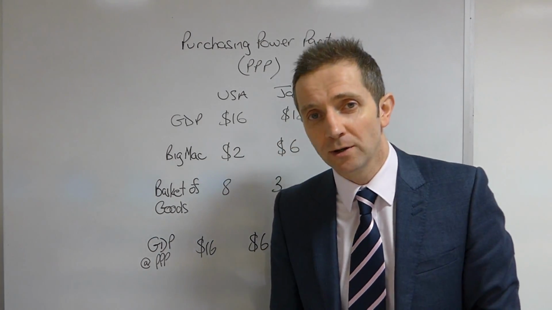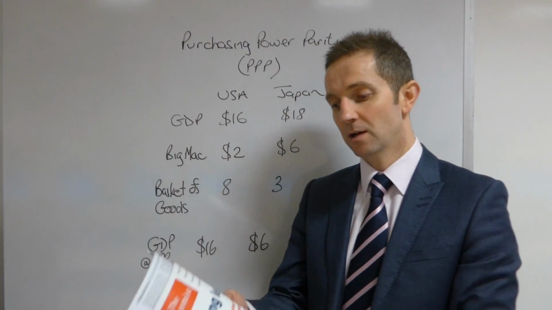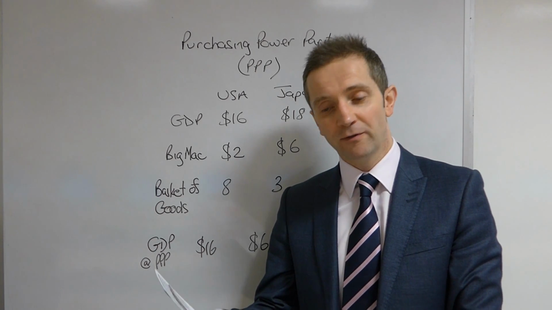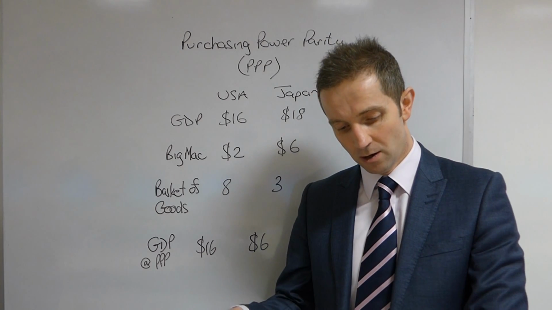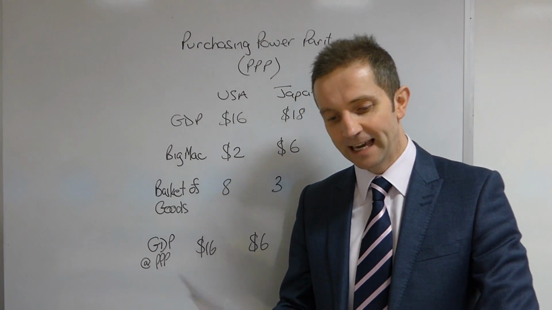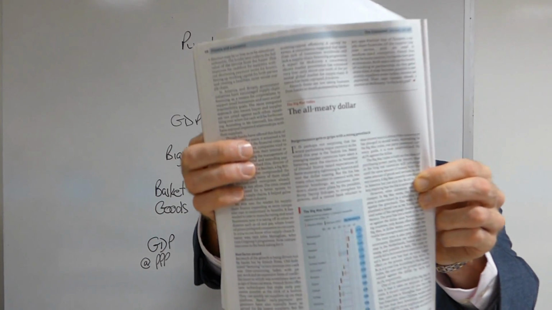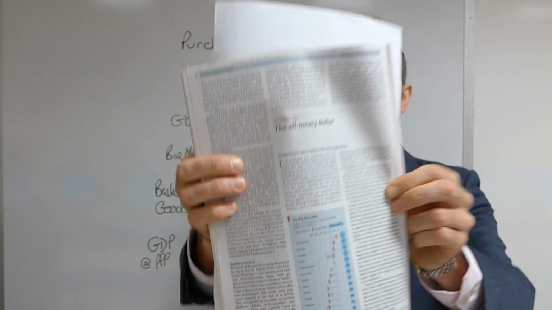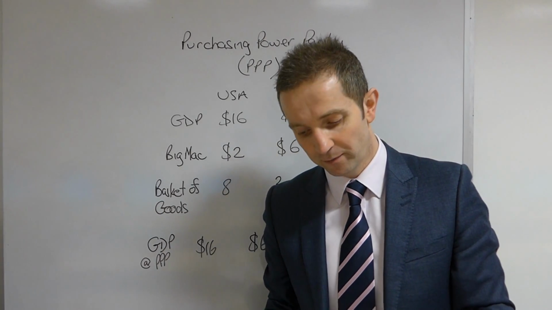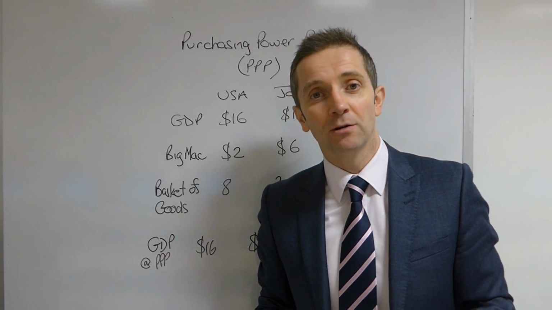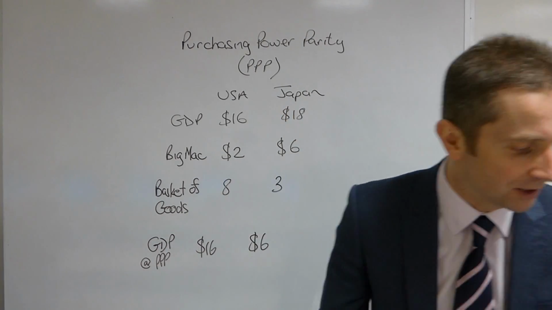If you want to read more about it, ladies and gentlemen, I suggest you consult your copy of The Economist, the edition January 14th to January 20th, 2017. On page 68 you will find some information on the Big Mac Index, which is all about this whole notion of PPP and whether a currency is over or undervalued. So let's get to it.